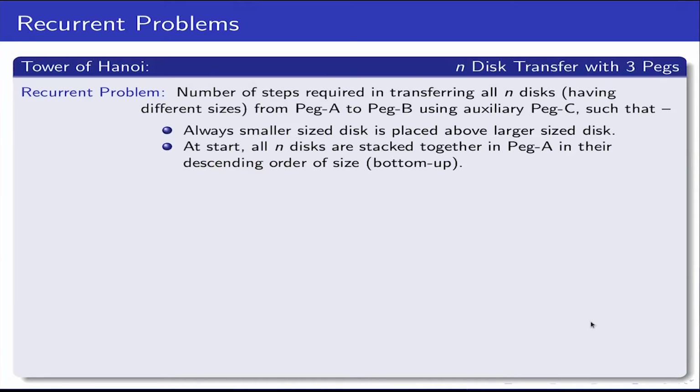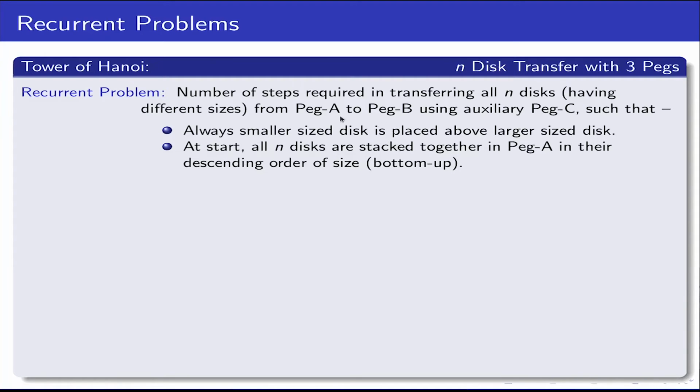Let us come to a very famous problem that you already know as part of your programming and data structure course, which is called the Tower of Hanoi. To give you a complete description, you have to transfer n disks with 3 pegs, and your job is to transfer those n disks from a source peg to a destination peg. We will say source peg as A, destination peg as B, using the third peg, auxiliary, as C, and you cannot place a bigger disk above a smaller disk.